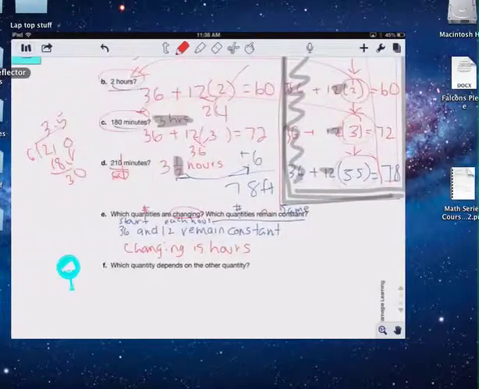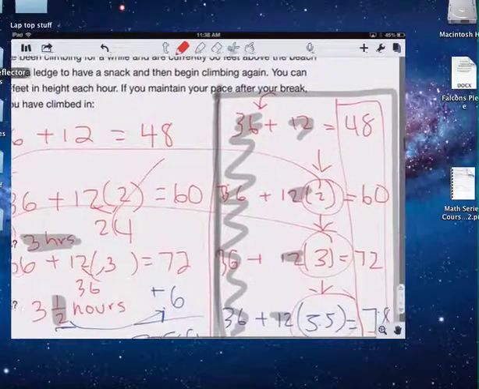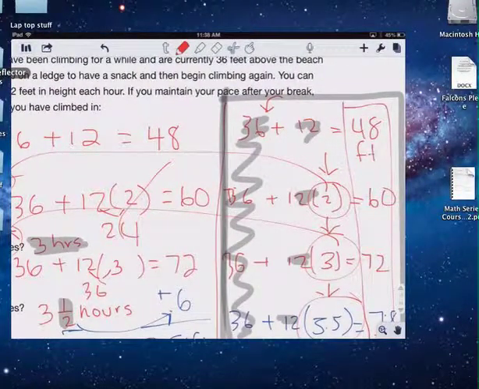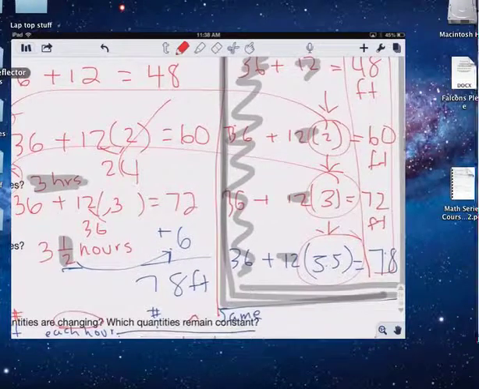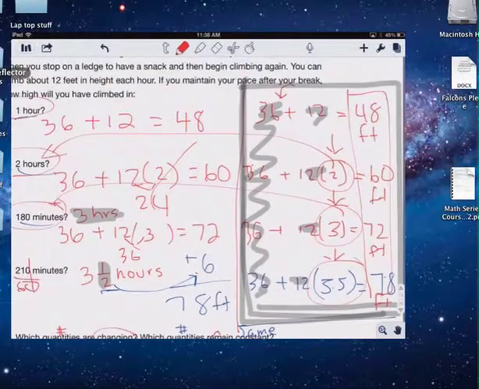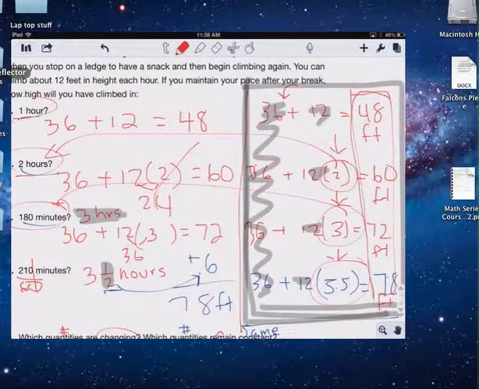Wait, don't we write it on F? Now, what are these? This is 38 feet, that is 60 feet, that is 72 feet, that is 78 feet. What do all these answers represent? The distance.